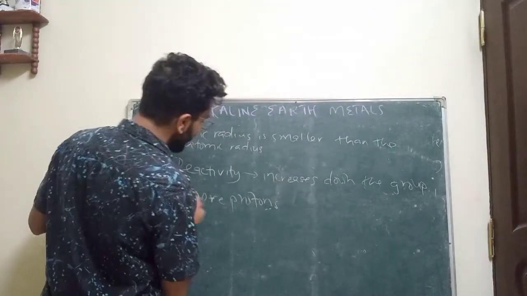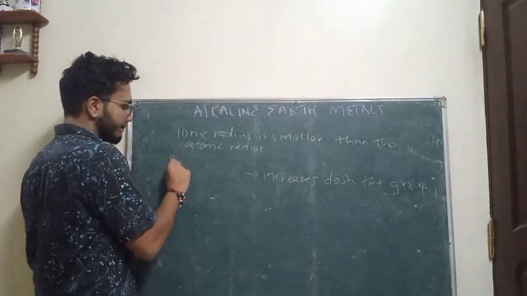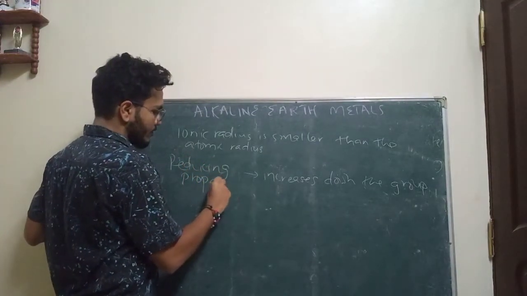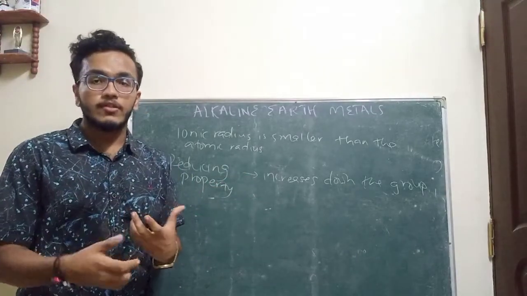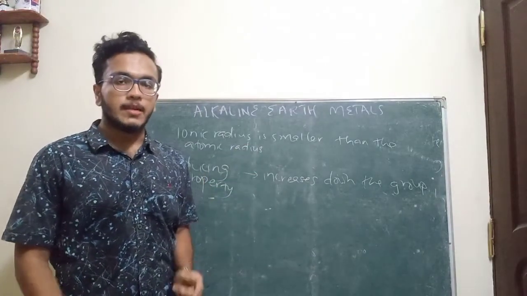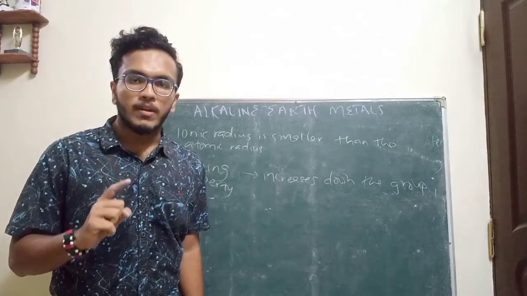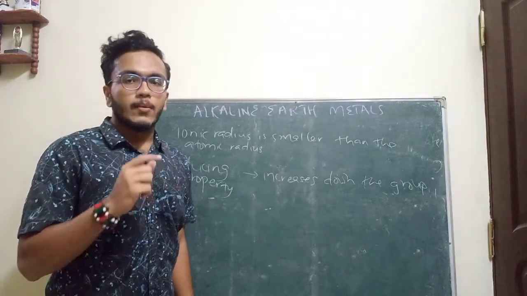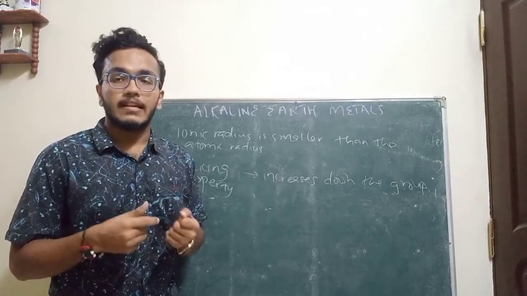Reducing property also. Another is reducing property. This is the property of the metals which readily lose electrons. So it also increases down the group. Explanation is the same. Reducing property of alkaline earth metals increases down the group. This is because due to an increase in number of energy levels, hence weaker nuclear force of attraction, the valence electrons or the outermost electrons are easily lost.